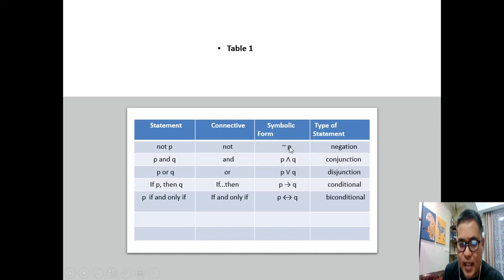Again, this tilde means negation. This caret or inverted V means conjunction, and the connective is and. And P V Q means disjunction. The connective is or. And for the if and then statement, we have P arrow Q, conditional. And if and only if, the double arrowhead, means biconditional. If and only if is the connective. Okay, let's proceed.